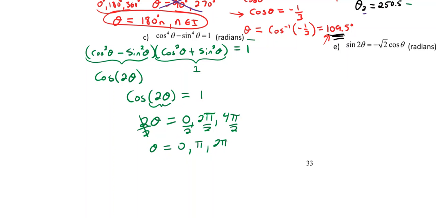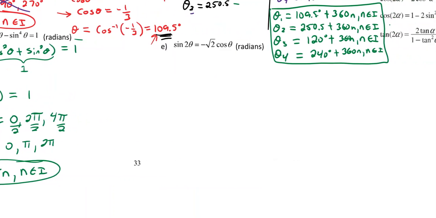So now let's write out a general equation for that. That would be theta is equal to, and then I can't use 0 because that would just wreck it. So I'm going to start out with pi times n, where n is a member of the integers. All right, moving on to the next one.